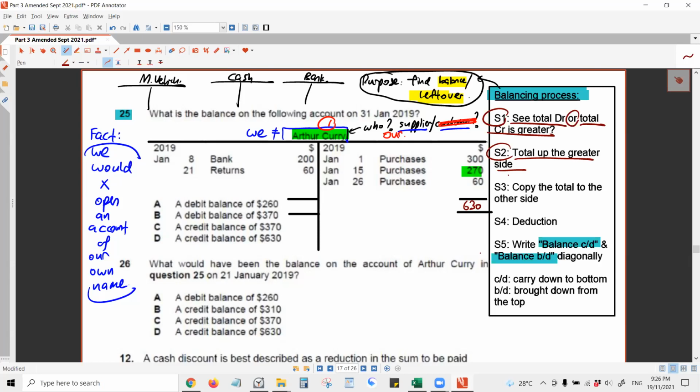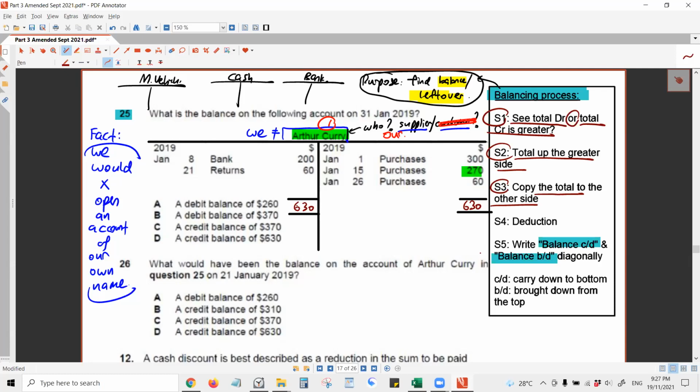Step one, see which side is greater. Step two, total up the greater side. Step three, copy this total, 630, to the other side. This step-by-step solution for the balancing process, I don't think you can find it anywhere. In textbooks, you don't see this step-by-step. I created this step-by-step myself so that it is easy to follow.